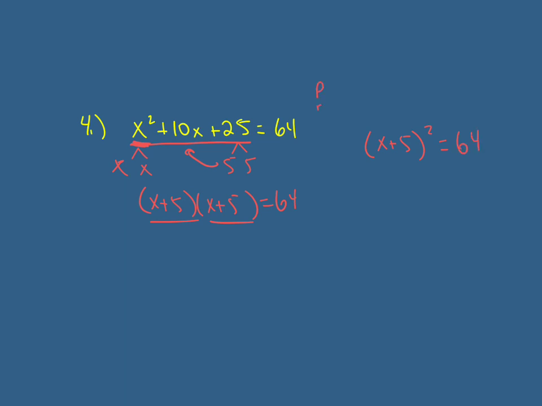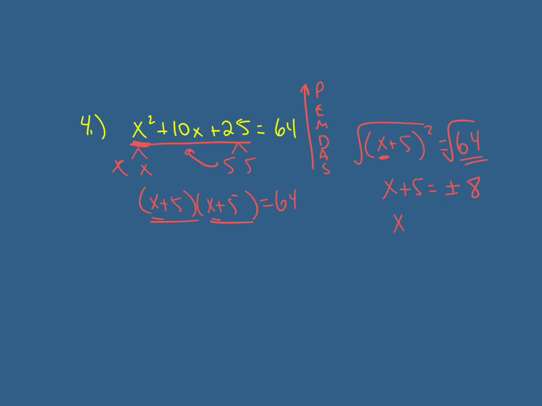Now I get to use PEMDAS backwards. Remember, I'm allowed to use PEMDAS backwards at this point because there's 1 variable. Cannot use PEMDAS backwards because there's 2. Okay? So, I'm going to square root both sides. I end up with x plus 5 equals plus or minus. The square root of 64 is 8. Remember, if 64 is perfect, the radical disappears completely.